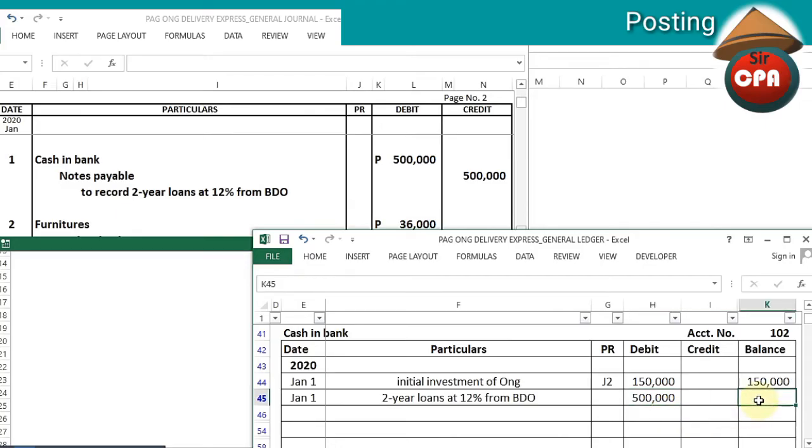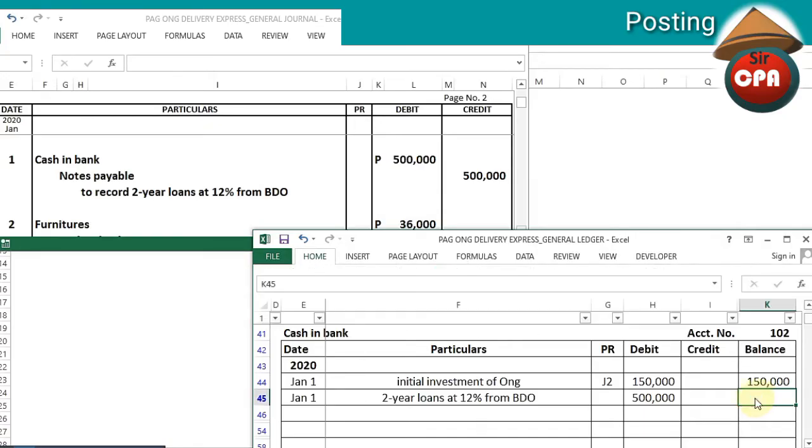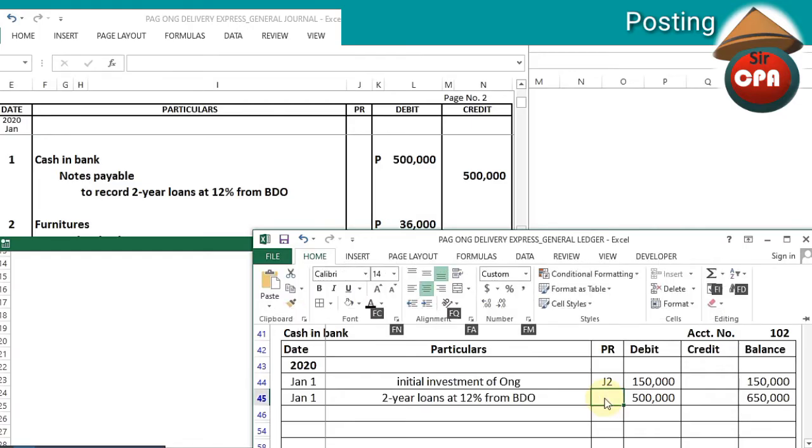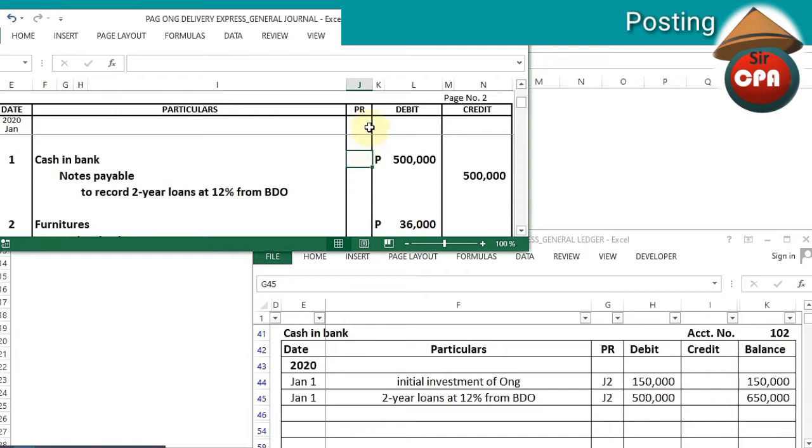So next, proceed to the balance. Before, there was 150,000. Right? It increased by 500,000. And so, the balance we will write here is 650,000. Then our post-reference, J2. Okay. Now, go back to the journal entry and write the account number to signify that it is posted to the cash in bank ledger. So, we write 102.